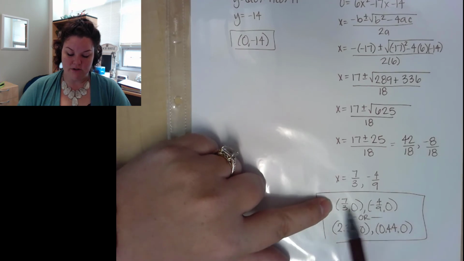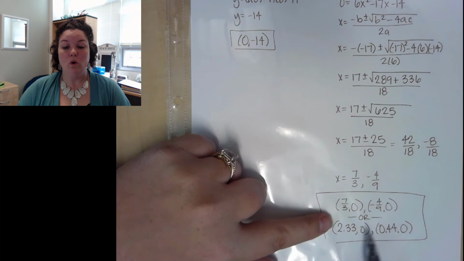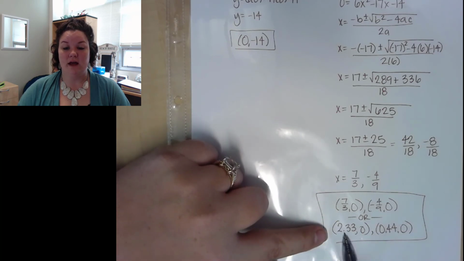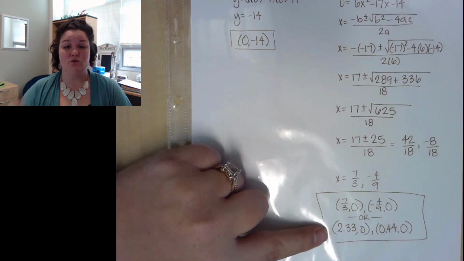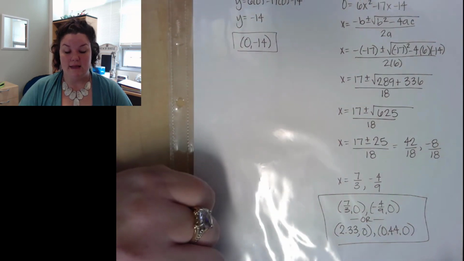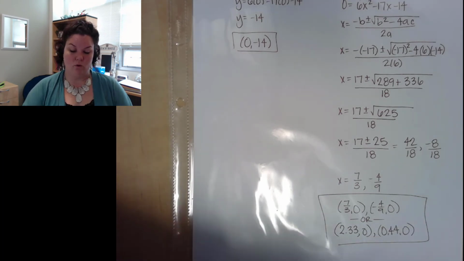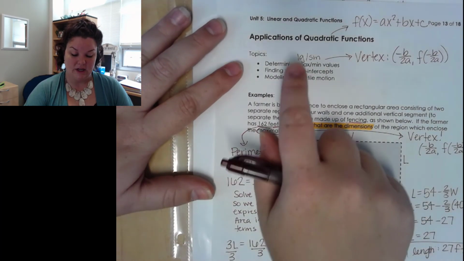Knewton may have you enter them as ordered pairs that are written as reduced fractions, or it may have you write them as decimals rounded to a certain point. So I put both answers on here. And that is the end of this applications of quadratic functions section.